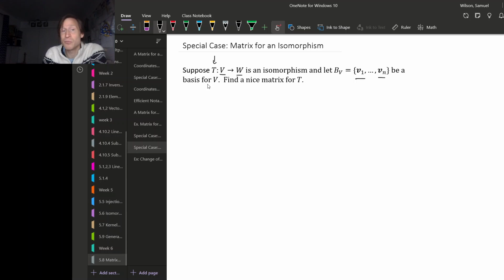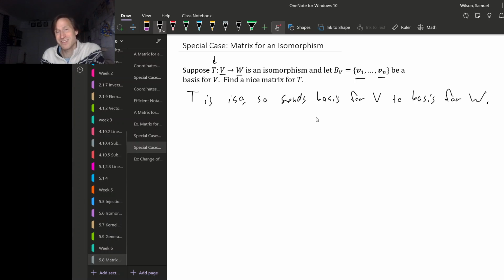Since T is an isomorphism, it sends a basis for V to a basis for W. That's one of our characterizations of what an isomorphism is. It sends a basis for V to a basis for W. Well, we have a basis for V, so by hitting it with T, we'll get a basis for W. So let's define a basis for W.